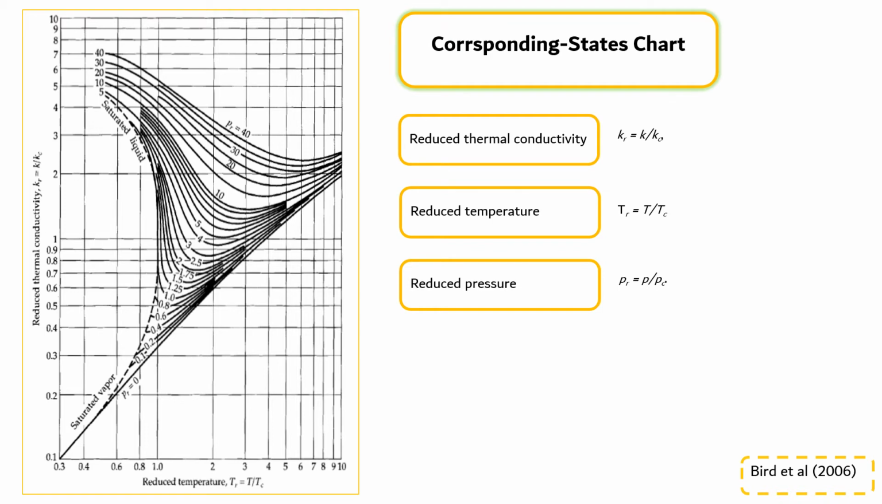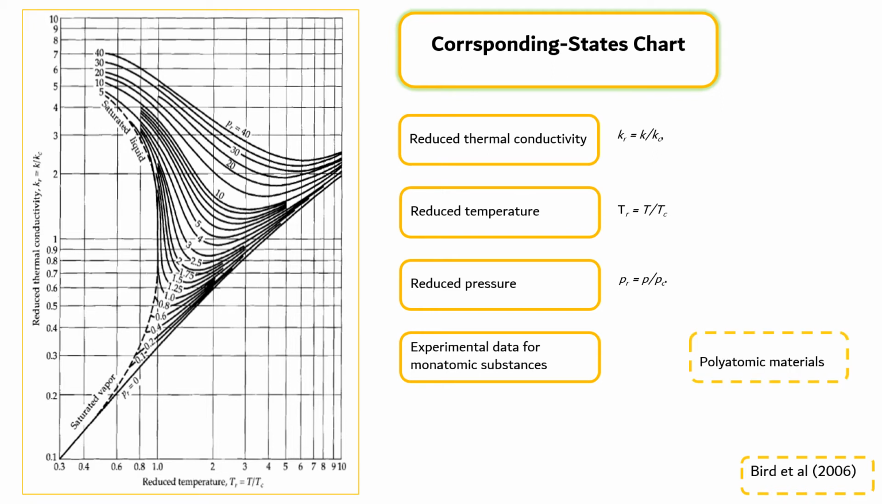The chart is based on a limited amount of experimental data for monoatomic substances, but may be used for rough estimates for polyatomic materials. It can be seen that the thermal conductivity of a gas approaches the limiting function of T at low pressures. For most gases, this limit is reached at about 1 atm pressure.